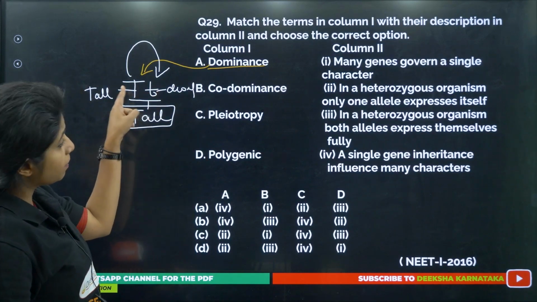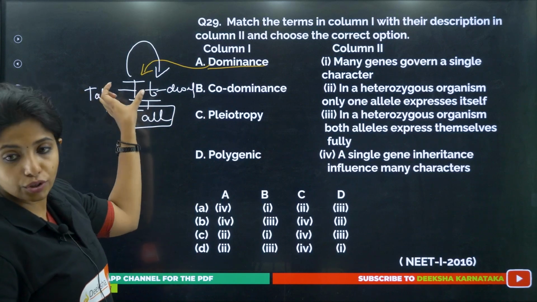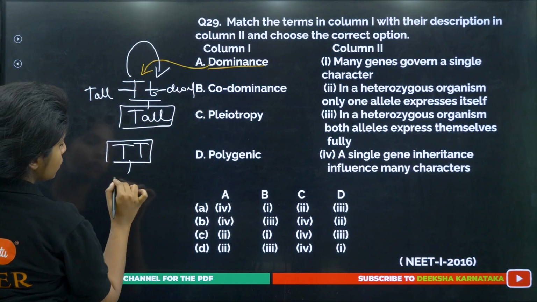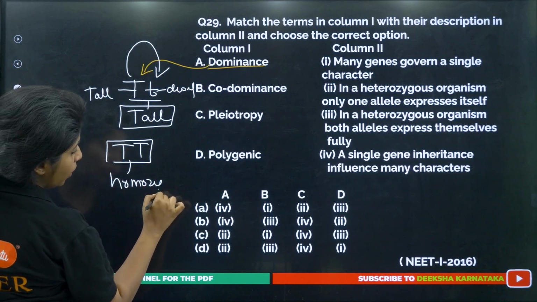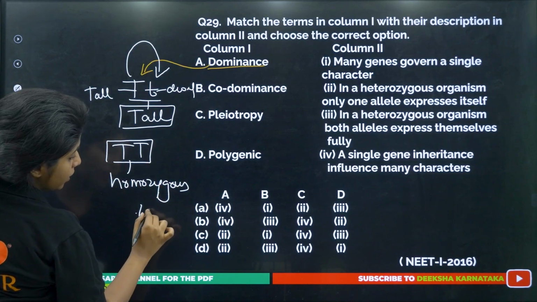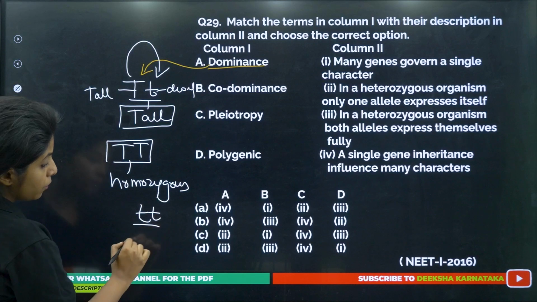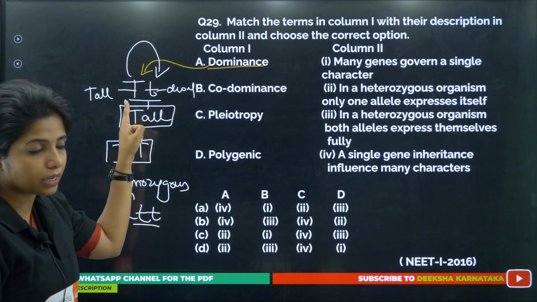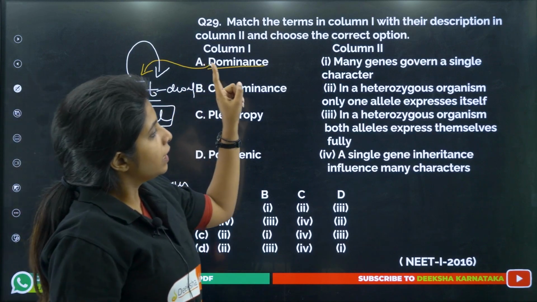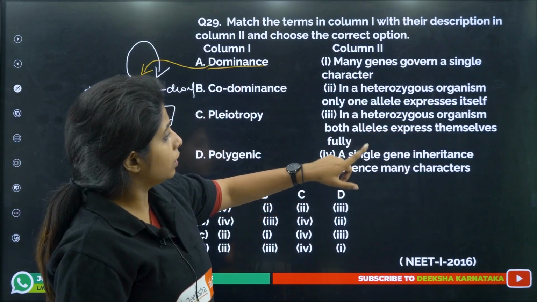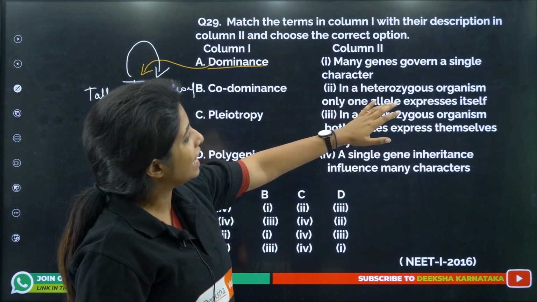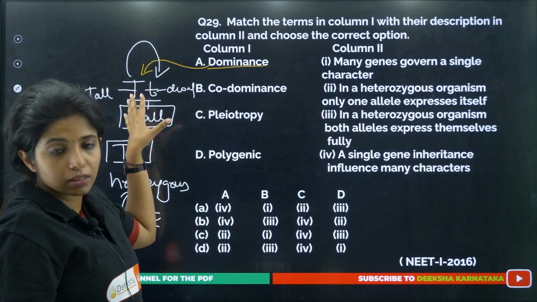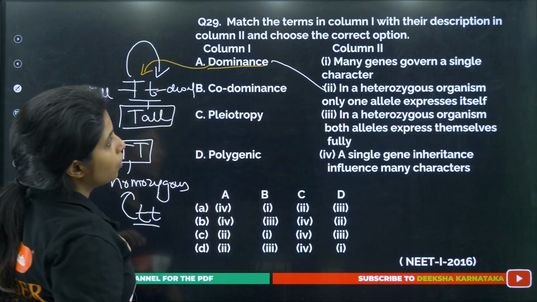When it is capital T and both of them are the same, you call this the homozygous condition. When it is small t, still the same type of alleles, so still you call them homozygous. But when you have different types of alleles, you call this heterozygous. So the definition should be, in a heterozygous organism, only one allele expresses itself. Over here only one allele is expressing itself. So this becomes the definition for dominance.